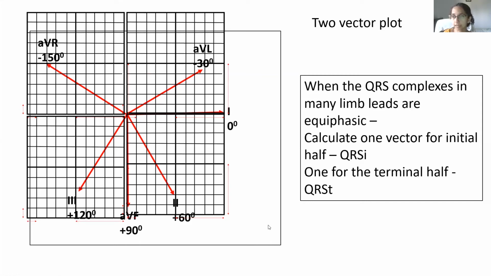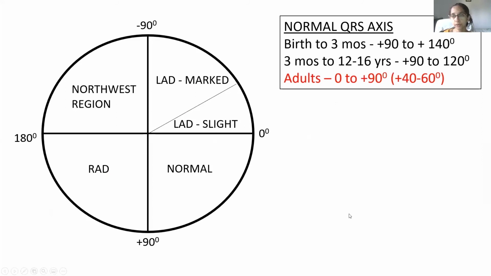There is one concept which is called a two-vector plot. I'm not going to go into details of it, but this is used when your QRS complexes in most of the limb leads are equiphasic. Equiphasic means everywhere, lead 1, 2, 3, AVR, AVL, AVF, everywhere it is equally positive and negative. You have a concept of two-vector plot where I calculate the initial QRS and the terminal QRS separately. We will not go into this detail.